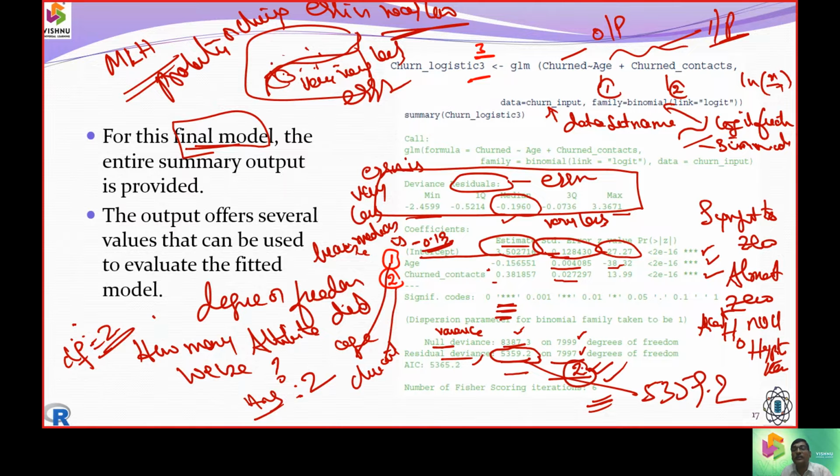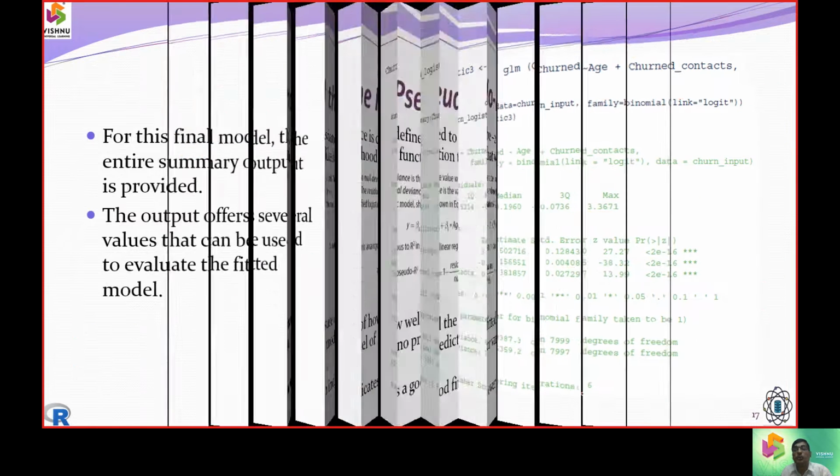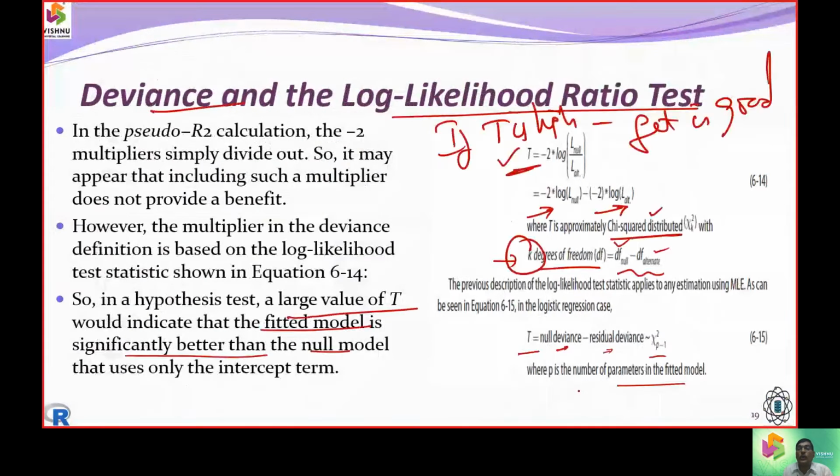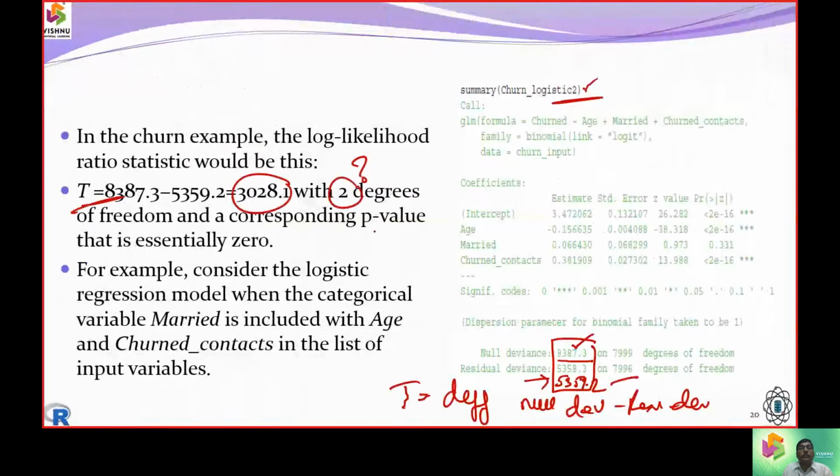We are going to get the degree of freedom as 2 at this point of time. So carry forward these two things to this slide. Degree of freedom was 2, and the fit model value we showed earlier is 5359.2. The latest value was 8387.3. So we are subtracting these two values, and we have a fit value here as 3.